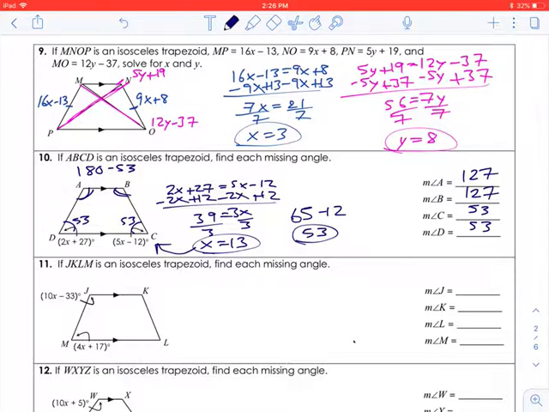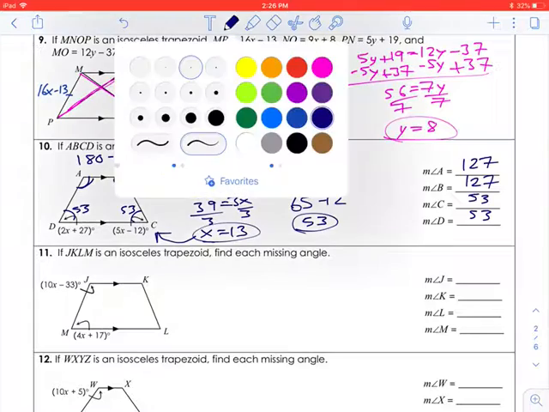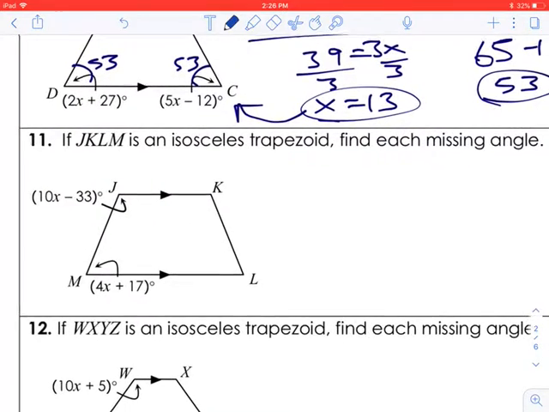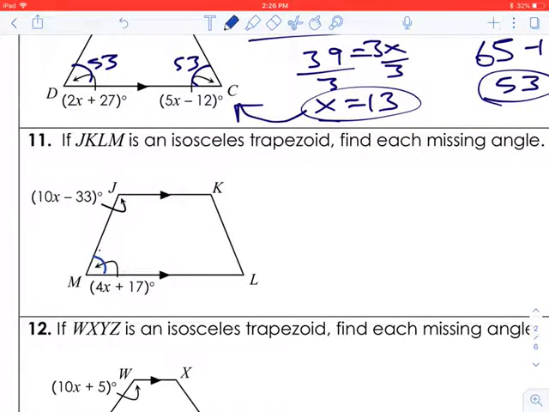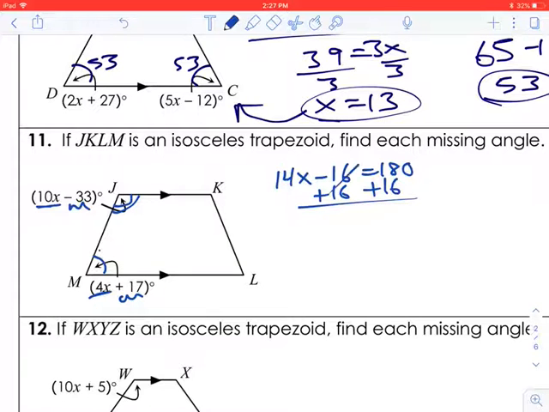And there we go. So very similar to that, I'm using this time the fact that these are not congruent, but supplementary. So I'm adding these two together to get 180. So that'd be 14x, negative 33 plus 17 is negative 16, equals 180. And then I'm doing the same thing. So add 16 to both sides. I get 14x equals 196. Divide by 14, I get x equals 14.